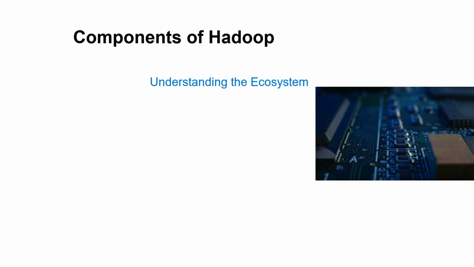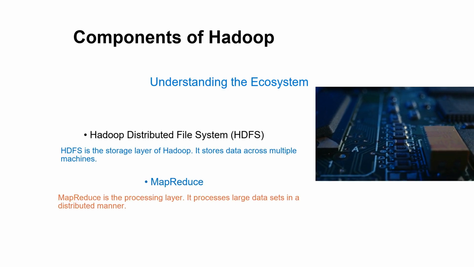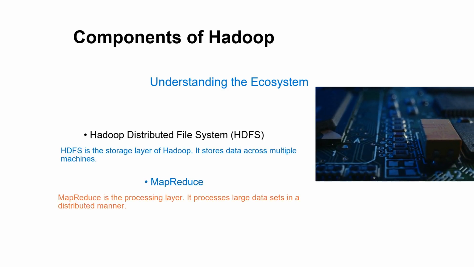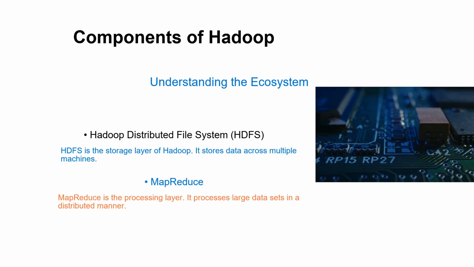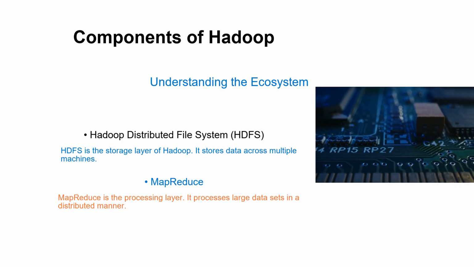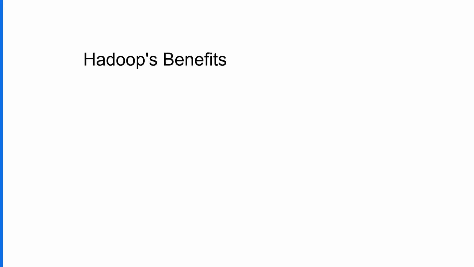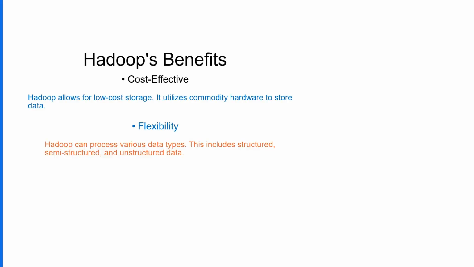Hadoop consists of several key components. The Hadoop Distributed File System, or HDFS, serves as the storage layer, while MapReduce processes large datasets in a distributed manner. One of the major benefits of Hadoop is its cost-effectiveness, utilizing commodity hardware for storage. Additionally, it offers flexibility by processing various data types, including structured and unstructured data.